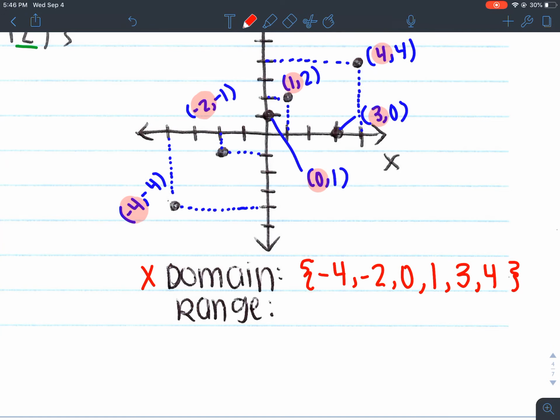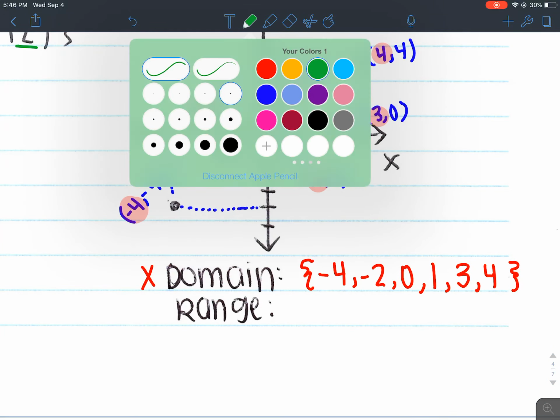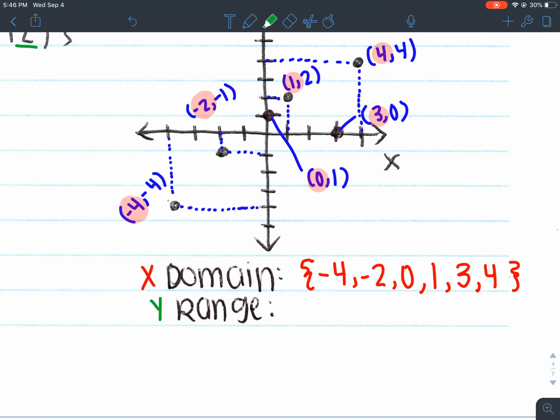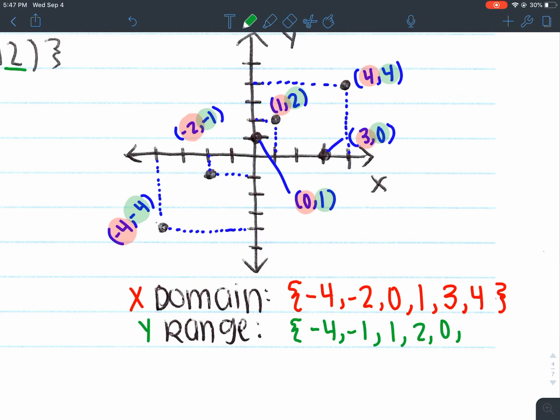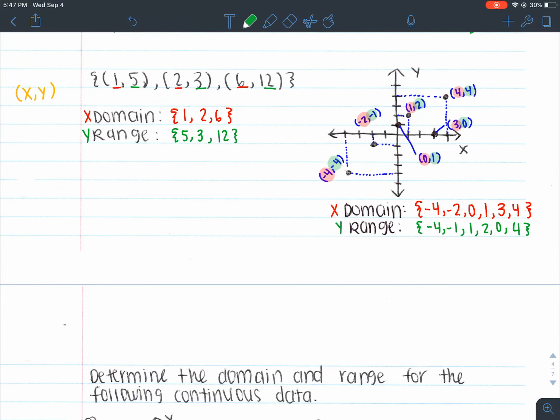Now we're going to go ahead and do our range, which are all of our y values. So it's all of the y values of all of your ordered pairs. So -4 would be the first one. -1, 1, 2, 0, and 4. Again, there's no particular order. I just like to do left to right and sometimes least to greatest.